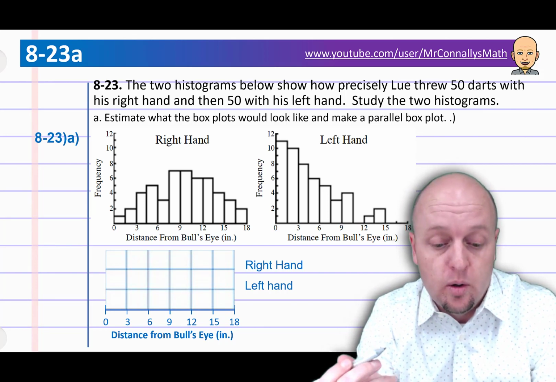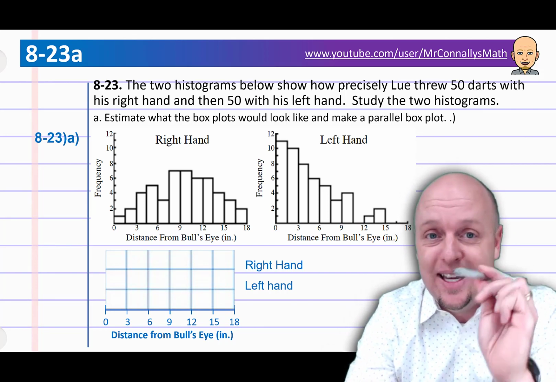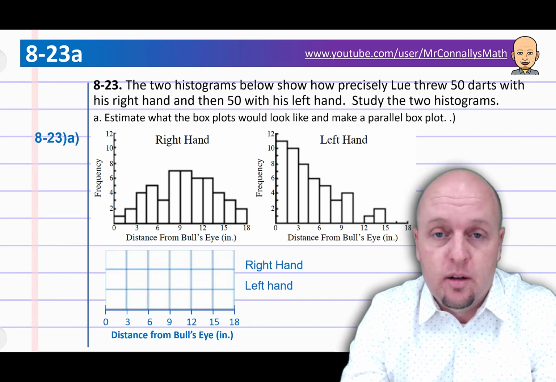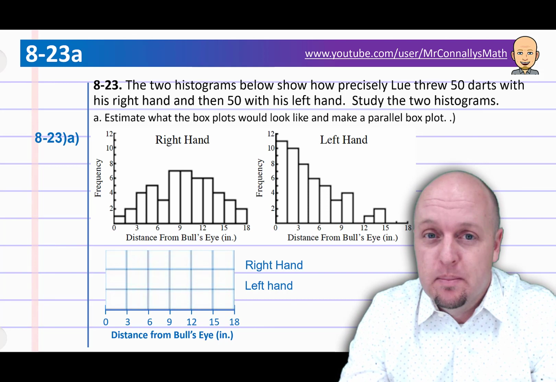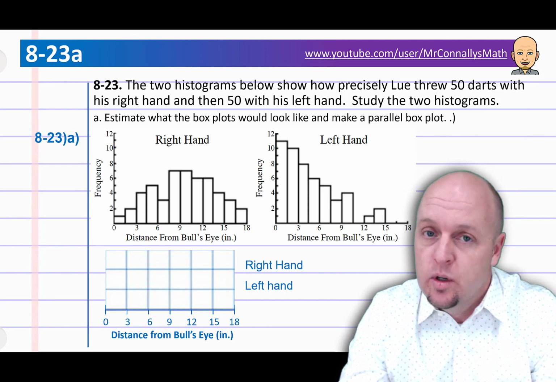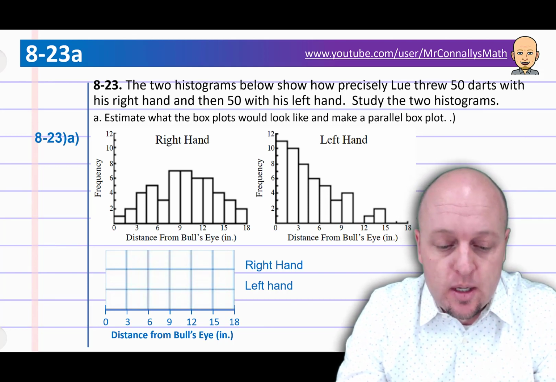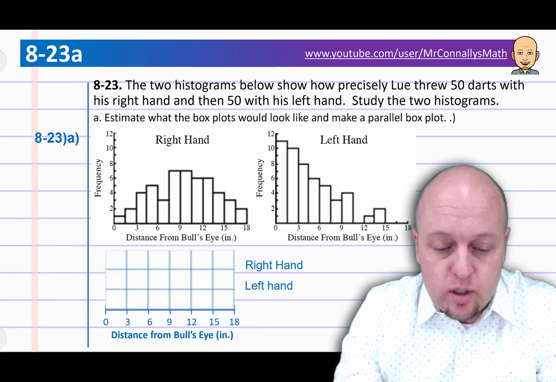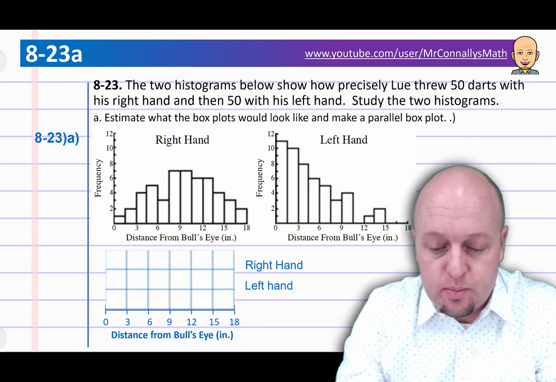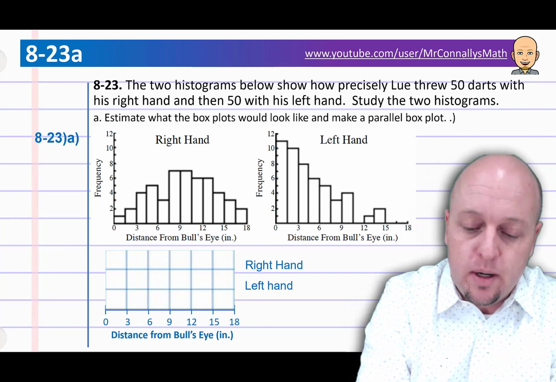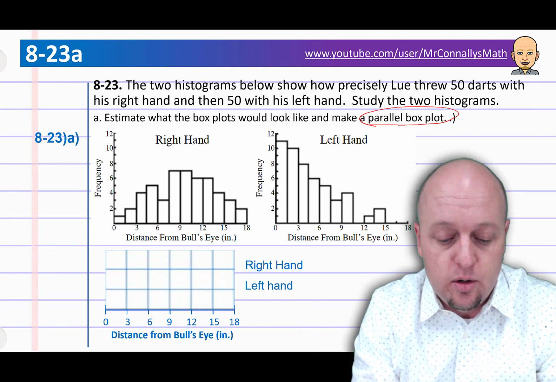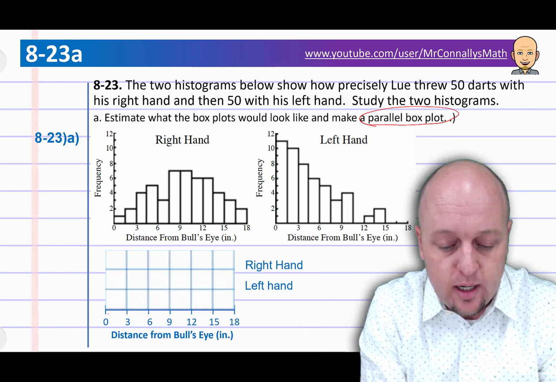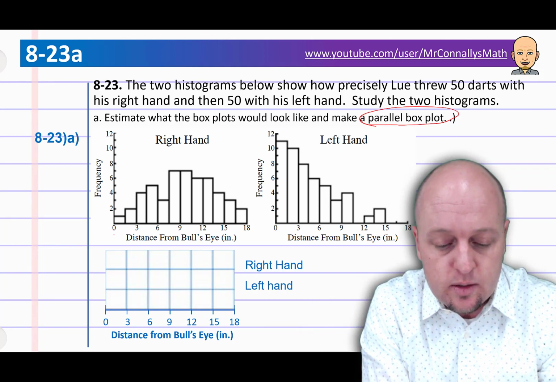The closer you get to the bullseye, the better you do. This person, apparently Lou, can throw with his right hand and his left hand. You can imagine, if you threw with your right and left hand, would they be the same? Would one be better than the other? Which one would? Let's think about that. Estimate what the box plot would look like and make a parallel box plot. Remember, a parallel box plot is two box plots on top of each other using the same number line.